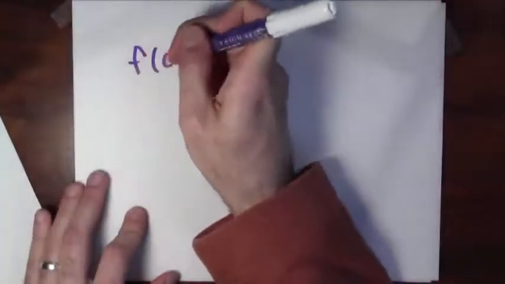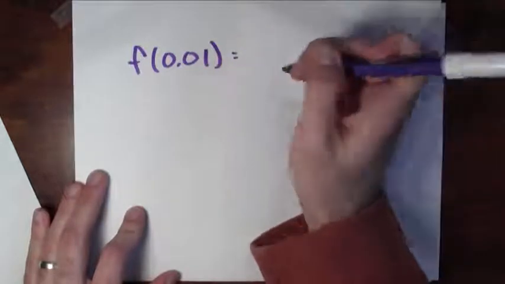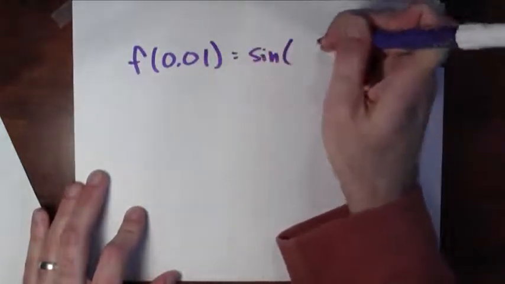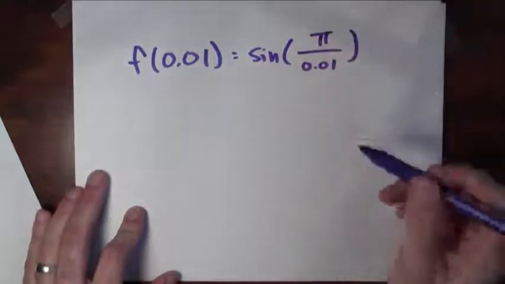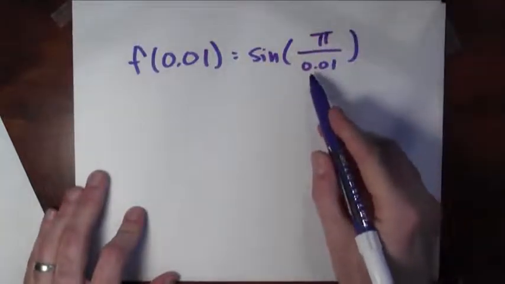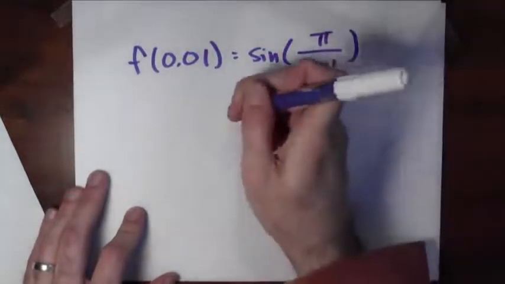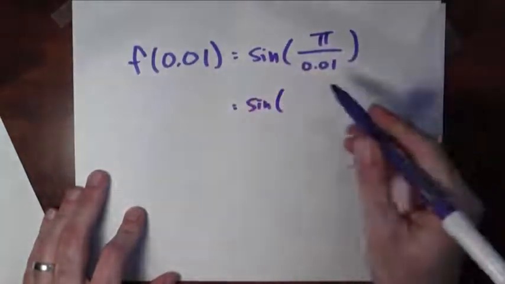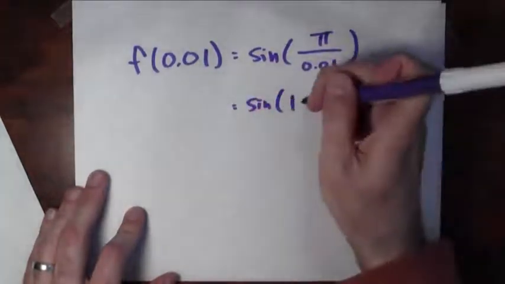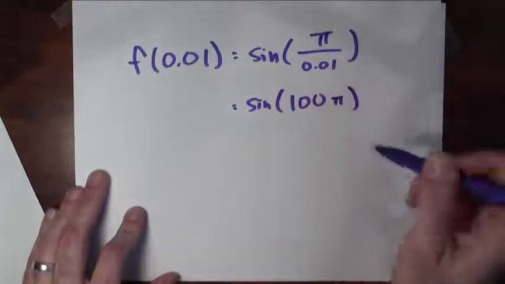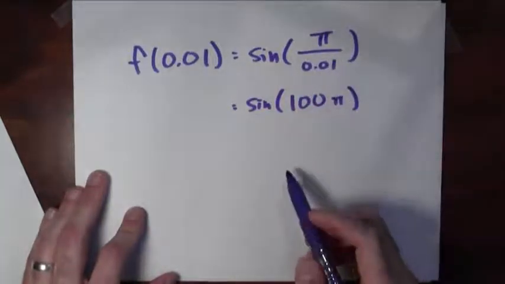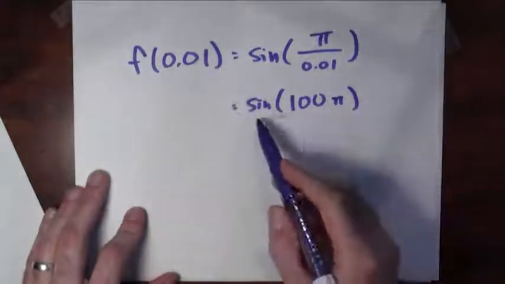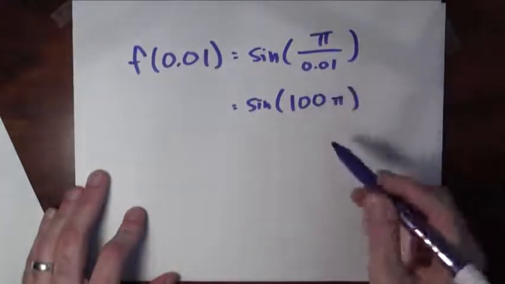What is f of 0.01? Well, it's the same as sine of pi divided by 0.01. Now here I'm taking pi and I'm dividing it by 0.01. That's the same thing as multiplying by 100. I'm dividing by 100th. That's the same as multiplying by 100. So this function at 0.01 is sine of 100 pi.